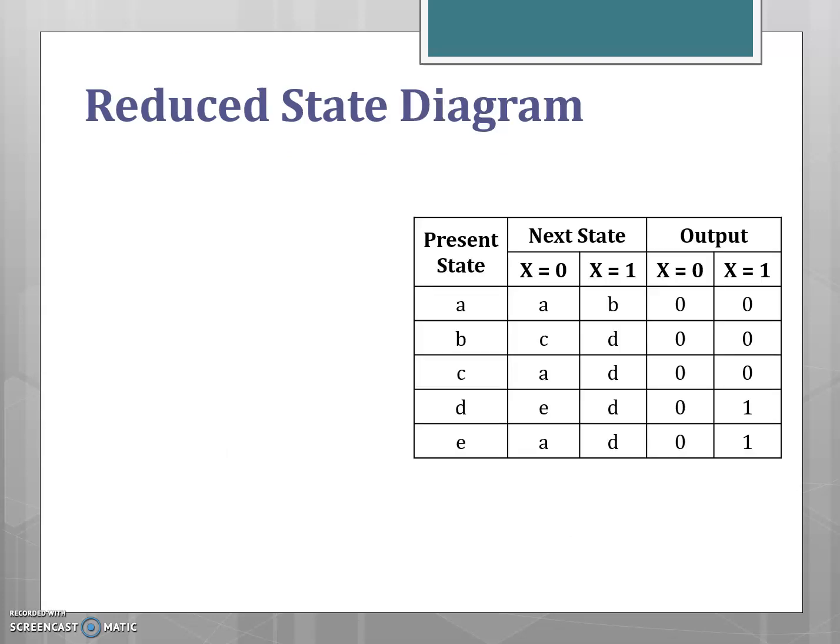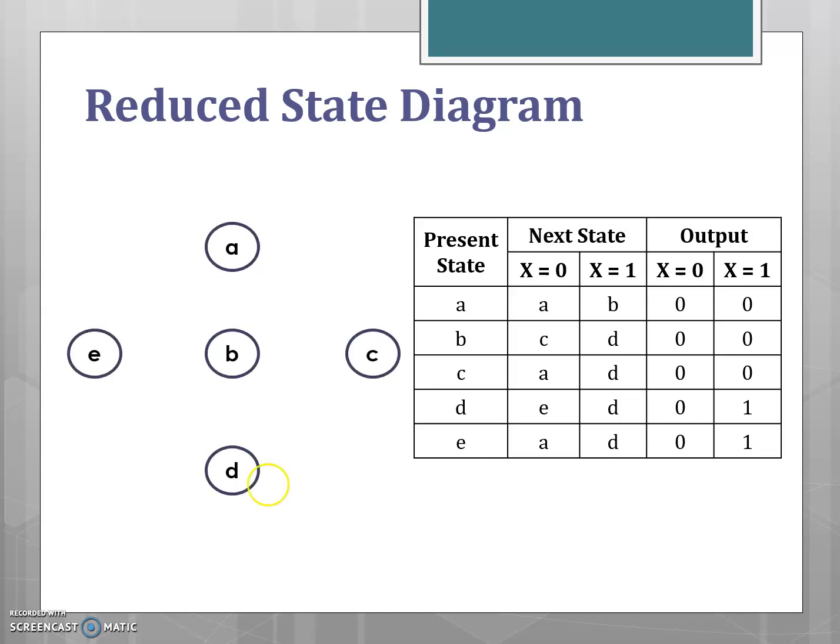The next step is to draw the reduced state diagram. This state diagram will consist of only 5 states. Initially there were 7 states, now 2 states are reduced. Now I will start with the initial state A. For the input 0, the next state is A with the output 0. For the input 1, the next state is B with the output 0.